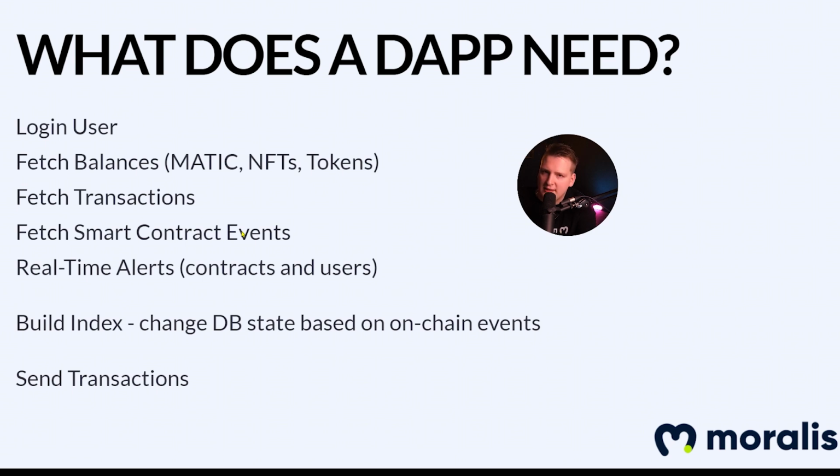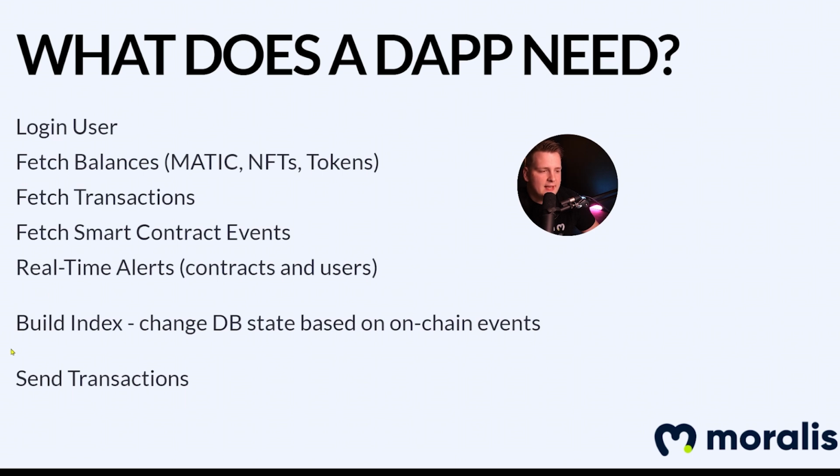When something happens on chain in a smart contract, you need to get an alert. You need to get notified. Maybe somebody does a new trade in your exchange. Maybe somebody does a new bid on your NFT marketplace. So you need to be able to know that in real time. So all dApps normally also need some kind of real-time alert system. So when something happens on chain, your dApp can react to that.